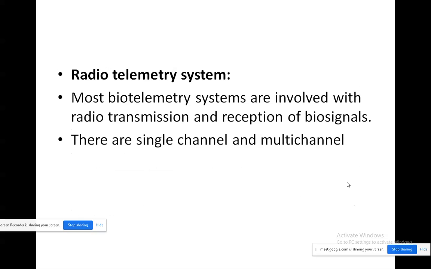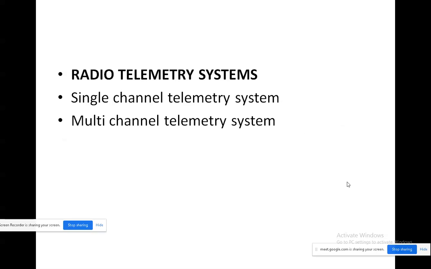Then radio telemetry. Radio telemetry means a radio signal will be used for transmitting. That's why it's named the radio telemetry system. It is the same biotelemetry system, but the transmitting signal range will vary. That is the radio frequency range that will be used. That's why the name radio telemetry system.